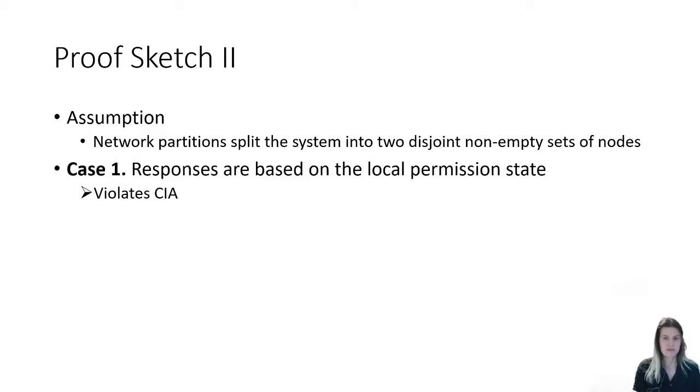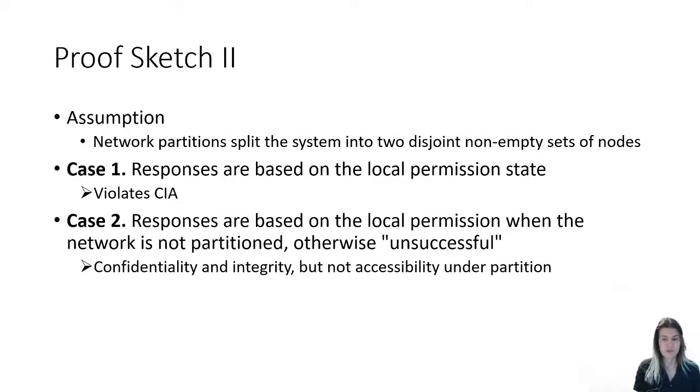In the first case, the system always responds with the latest local permission state and is therefore highly available. On the previous slide, we saw an example of such a system where both confidentiality and integrity were violated. A similar example can be used to show that also accessibility can be violated. In the second case, the system responds with the latest local permissions when the network is not partitioned, and with unsuccessful otherwise. Because when partitioned, each request would get an unsuccessful answer, no user will be able to access any resource. This preserves confidentiality and integrity, but not accessibility, as authorized users will also get their access denied.